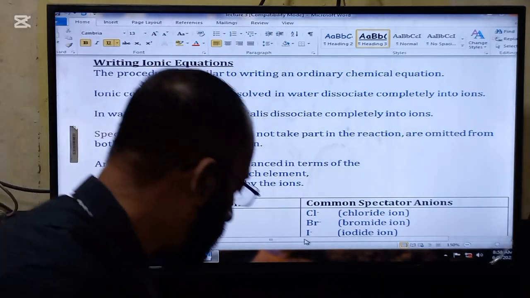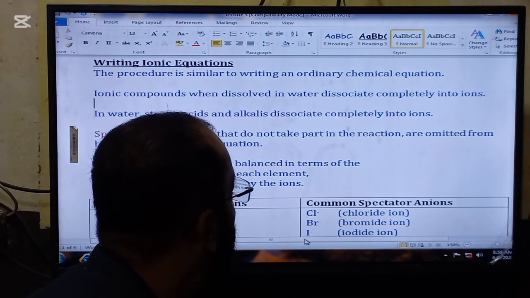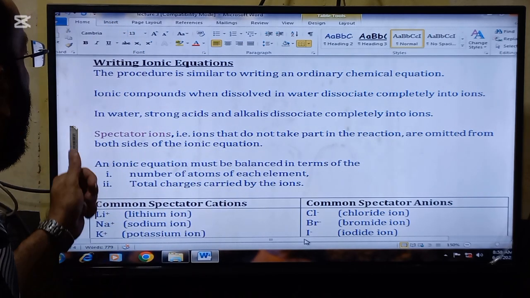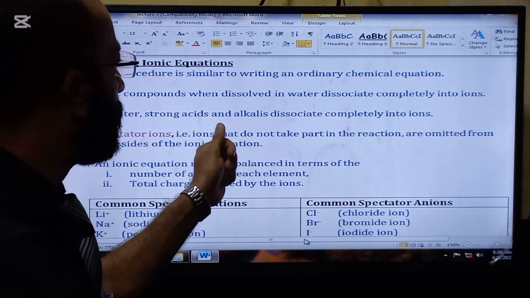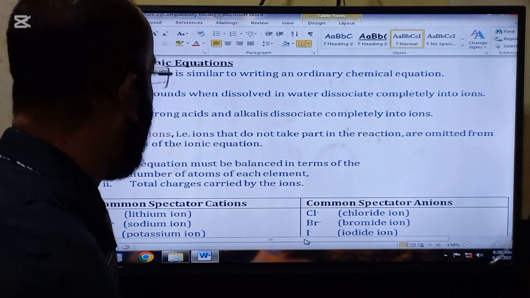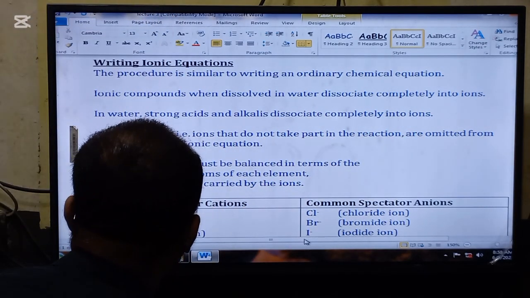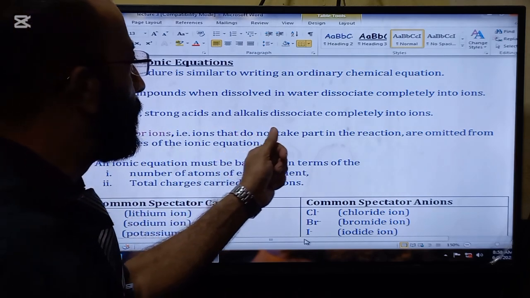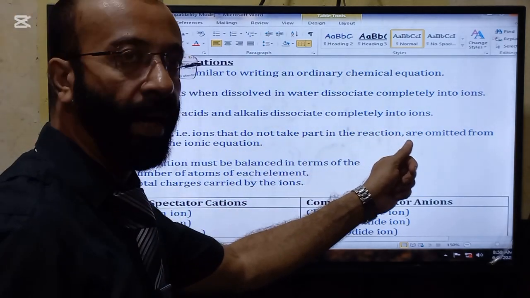The procedure is similar to writing an ordinary chemical equation. Ionic compounds, when dissolved in water, dissociate completely into ions. In water, strong acids and alkalis dissociate completely into ions.